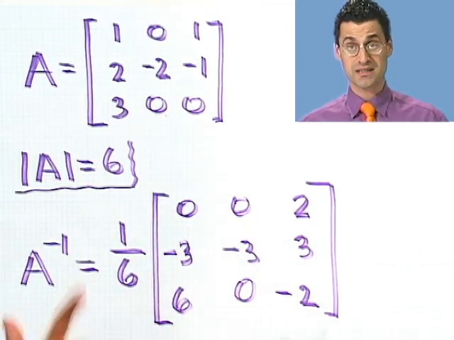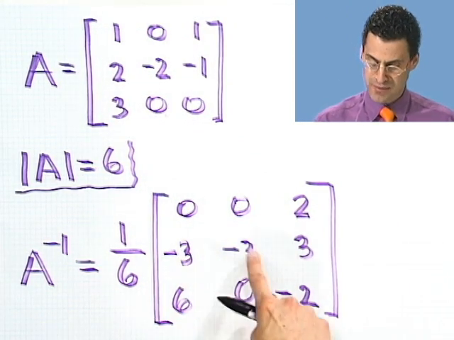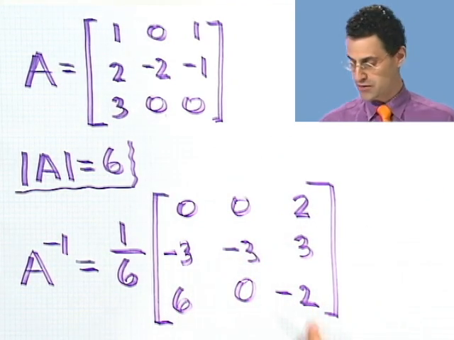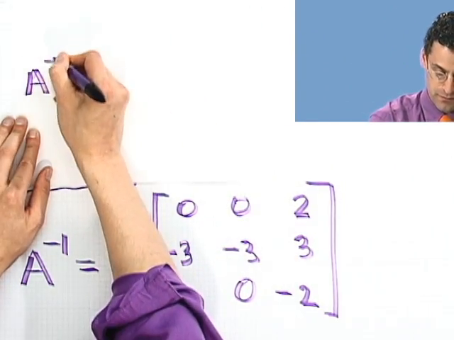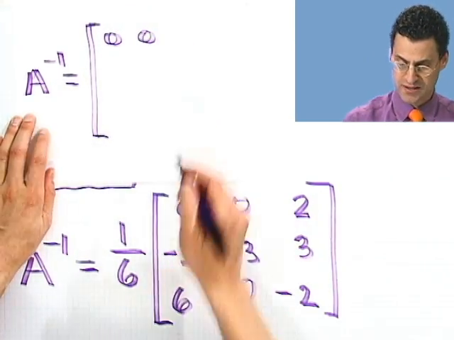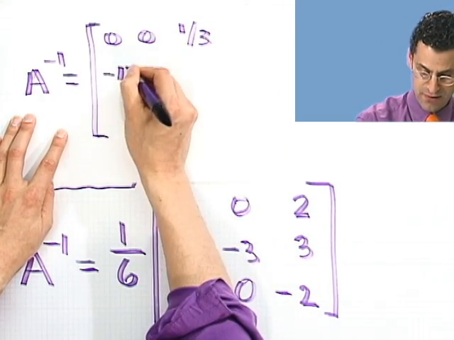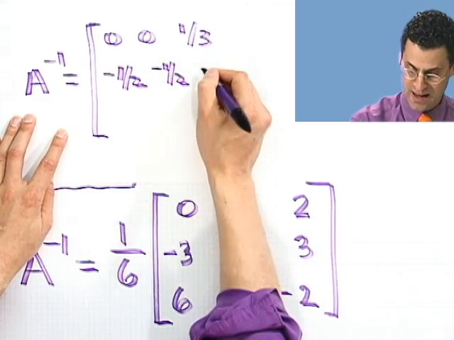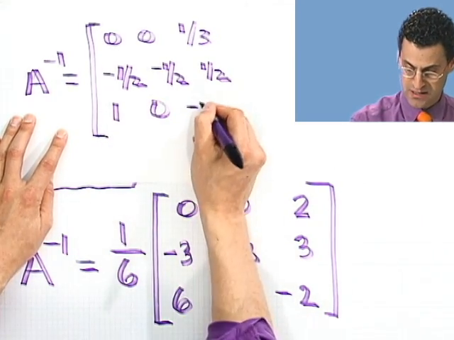And you can multiply everything through by a 6, which means I would just see 0, 0, 2 6, minus 3 6, minus 3 6, 3 6, 6 over 6, 0, and minus 2. So in fact, I guess I could write that like this. I could say the inverse equals 0, 0, and 2 6 is just another way of saying 1/3. And minus 3 over 6 is just minus a half. And then I see another minus a half. And then I see just a half. And here I see a 1. Here I see a 0. And here I see a minus a third.